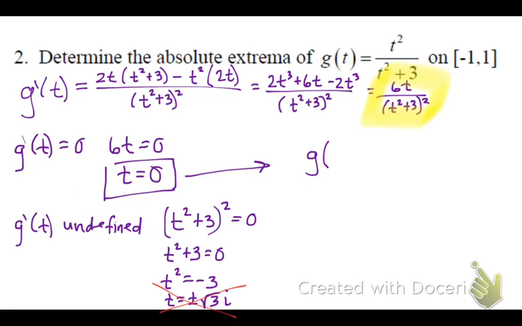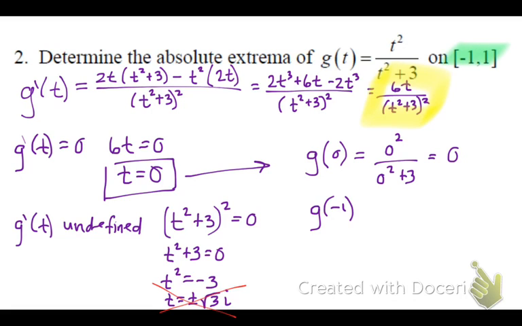So I'm evaluating t equals 0 in this function g. So if I plug in 0, I get 0 squared over 0 squared plus 3, which is 0. So that was step 3. Step 4 says evaluate f at each endpoint. So I'm going to evaluate it at the endpoints. And here are my endpoints up here.